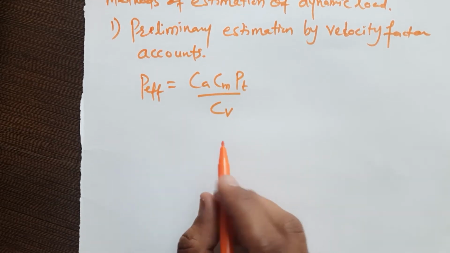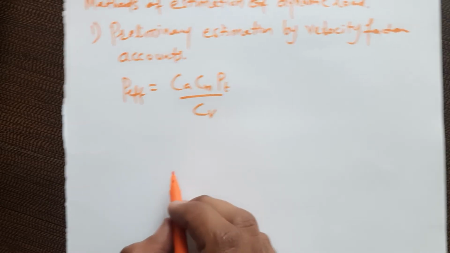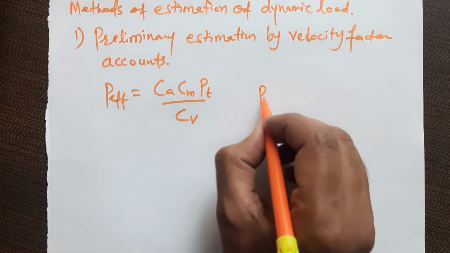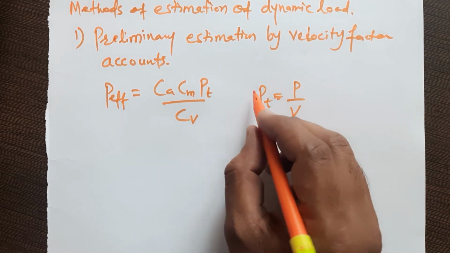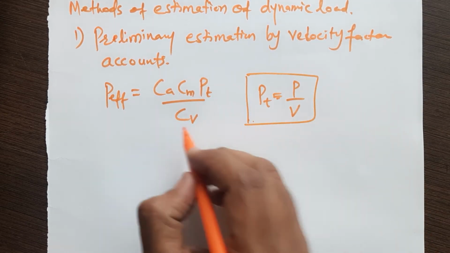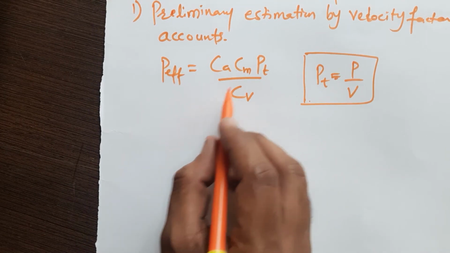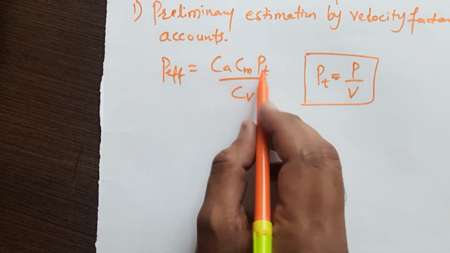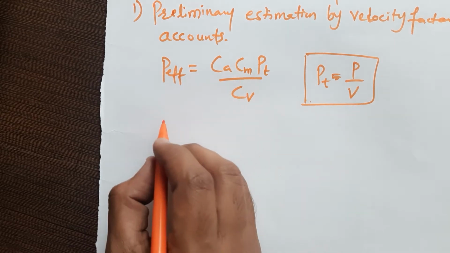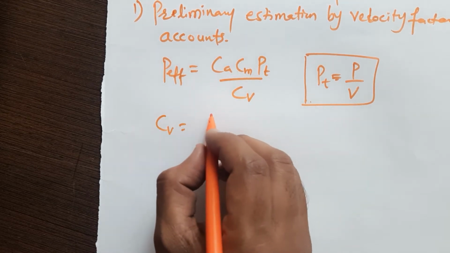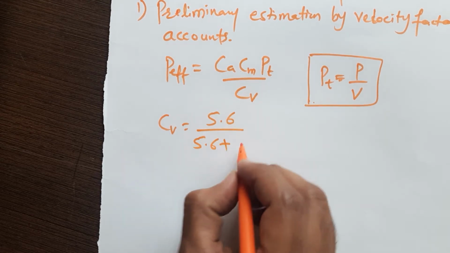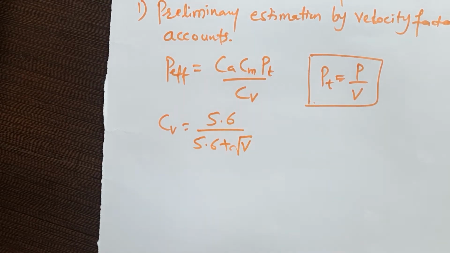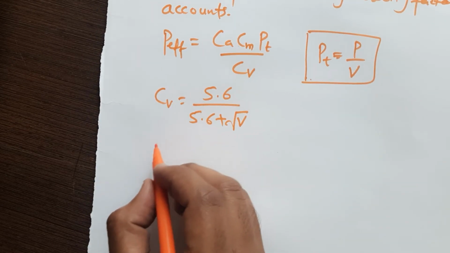Okay, so by using this formula, you can calculate P effective, and here PT is nothing but power by velocity. So from power by pitch line velocity, you can calculate PT, and here by using this formula P effective is equal to CA CM PT divided by CV, you can calculate P effective, where CV is nothing but, for helical gear pair, CV velocity factor is 5.6 divided by 5.6 plus under root V.